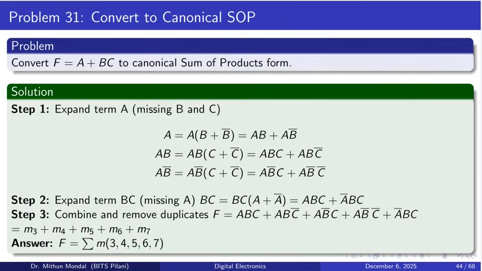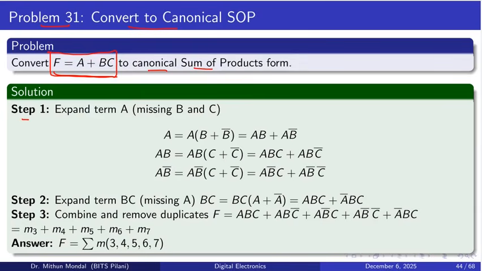We are now at problem number 31 in this third part of the tutorial series. The problem lies in converting to the canonical SOP form. So we take a function of three variables, f equal to a plus bc, and we want to obtain the canonical SOP, that is, the sum of product form. How do we obtain the solution?